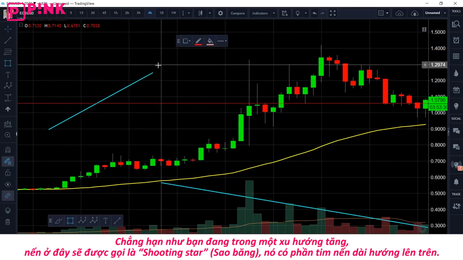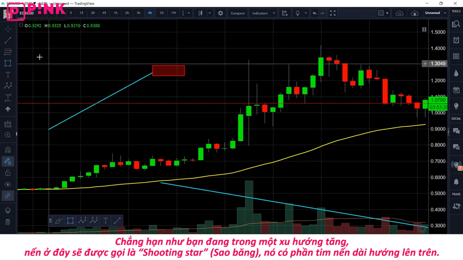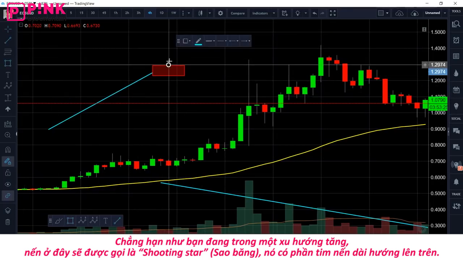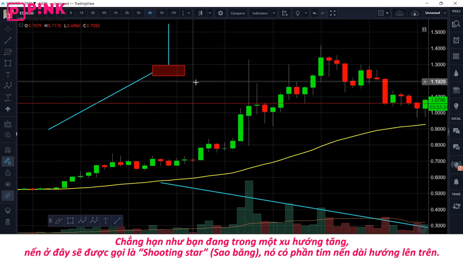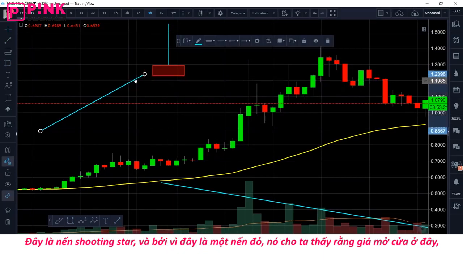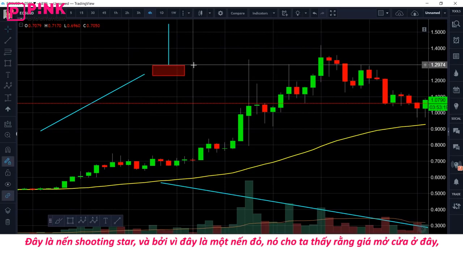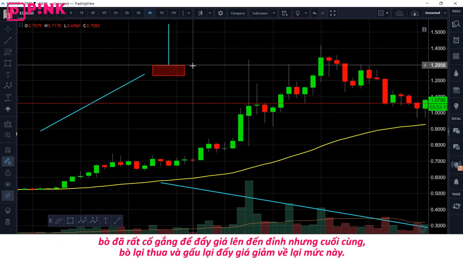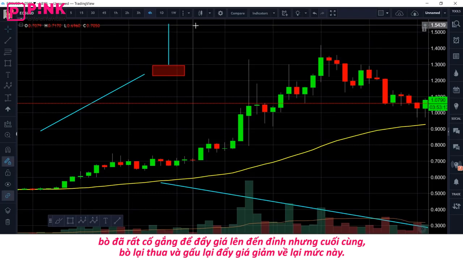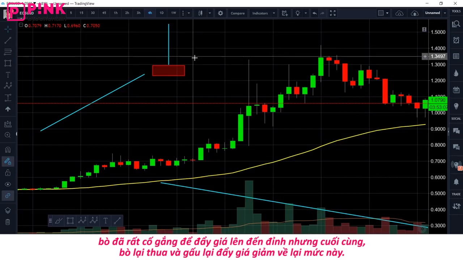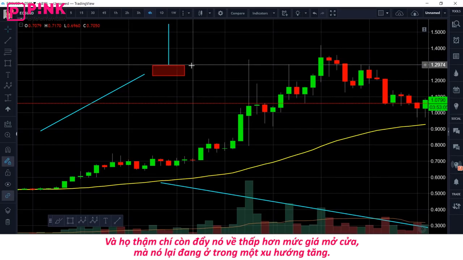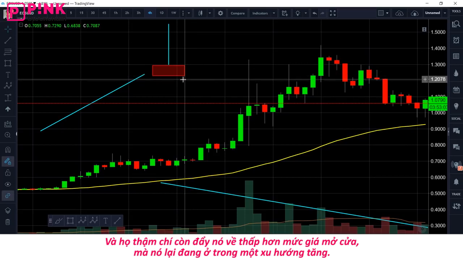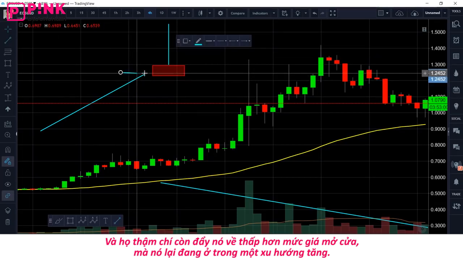This right here would be called a shooting star, where you have a small body and then a long wick poking up, okay? This is a shooting star because it implies that the open, especially if it was red, was right here. The bulls tried really hard to push it all the way up, but by the close, not only did the bulls lose, the bears pushed it all the way back down here, and they actually pushed it lower than the open itself, okay? This is for an uptrend.